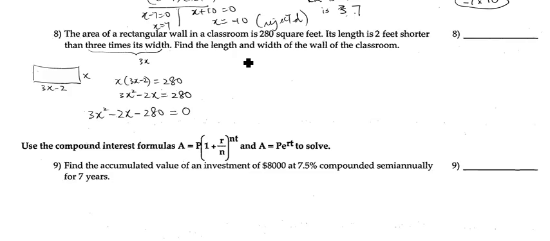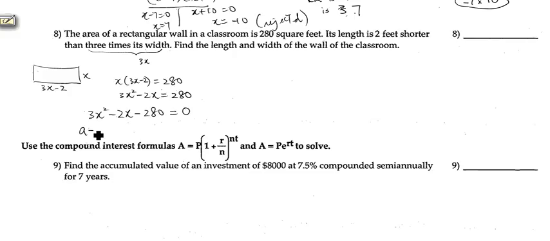Well, if you can factor them out, then that would be great. But this time would be hard because we have 3 times 280, so the number is real big. So what is the other alternative? We could use the quadratic formula.